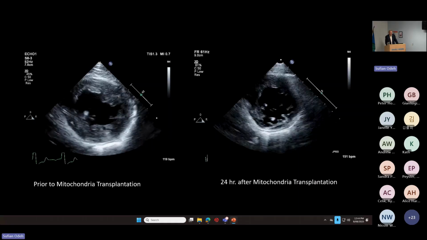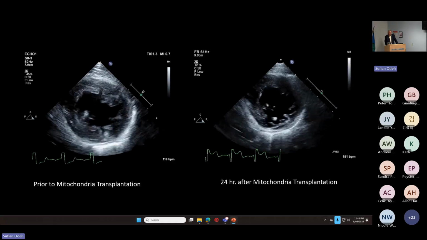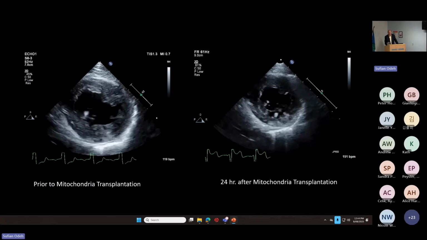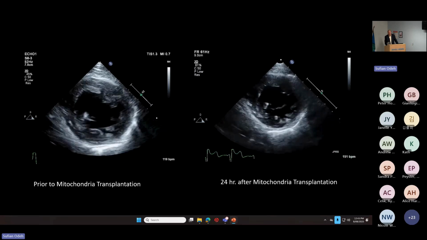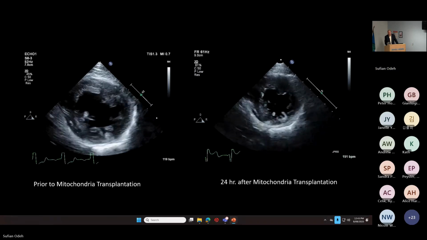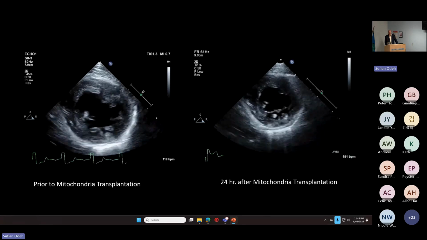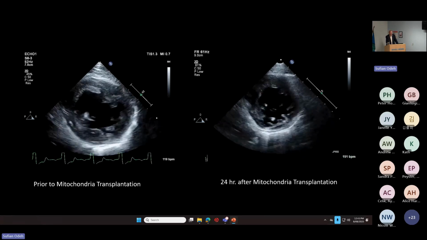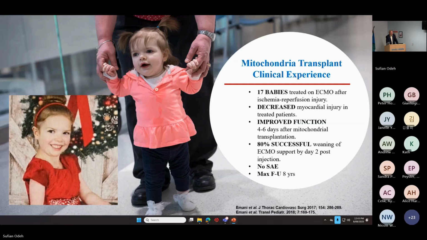So this is what it looks like. That's the heart prior to the mitochondria, and this is 24 hours later. So it goes from -8 to -26. Most of us are sitting around -20, -22, and it goes on like that. So right now we've done 17, and this is baby Avery at 2. She went through a full terrible twos, according to her mother, had no problem with that, didn't miss a beat. She's now 7, running around, and none of our patients have ever come back with cardiac difficulties.